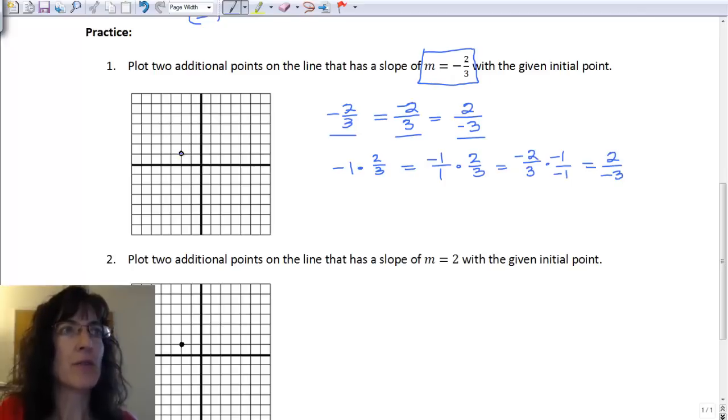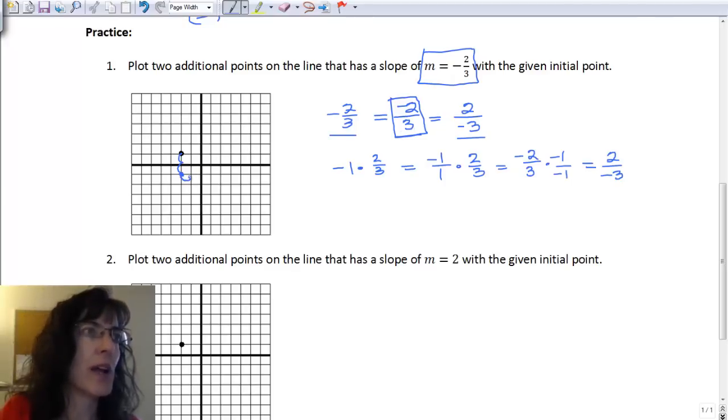So here I am at -2, 1, and I want to use a rise and a run. Let's start using the -2/3. So a rise of -2, that'll put me right there. A run of +3. So that'll put me to the right, 1, 2, 3. So remember, this is my x in the positive direction, my y in the positive direction, my y in the negative direction, and my x in the negative direction. So here's my other point.